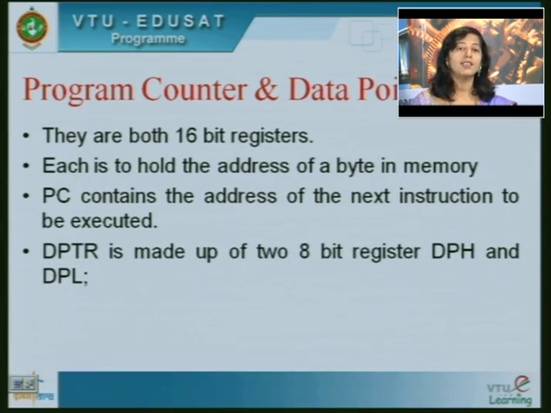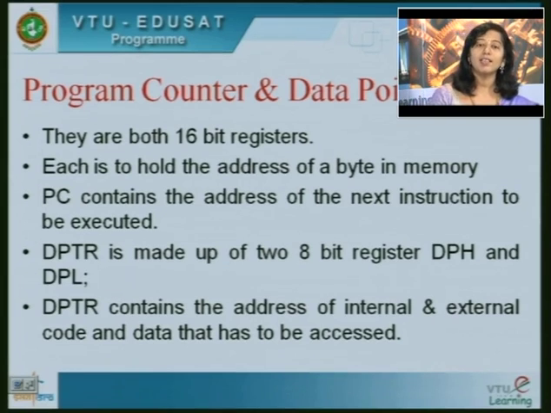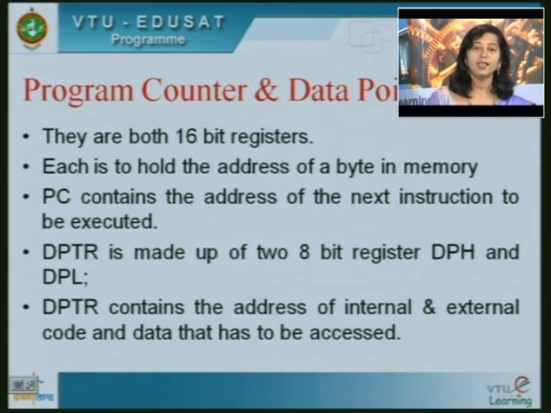Data pointer is made up of two parts, data pointer high and data pointer low. So each one is going to combine together, it will point to different data locations. That is, it will contain the address of both internal as well as external code and the data which has to be accessed. So DPTR or the data pointer will point to the data and program counter will point to the program. Program is a set of instructions written in the assembly level language.